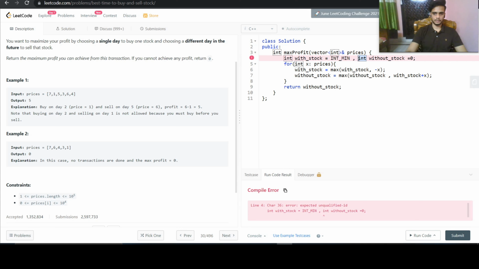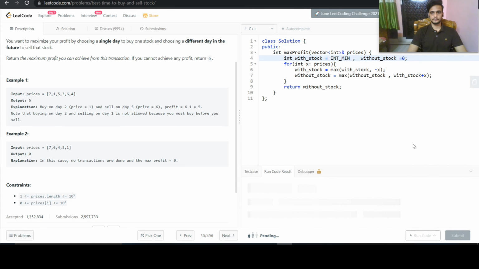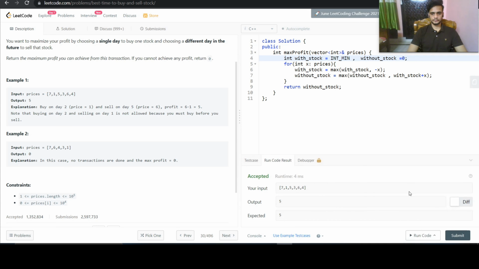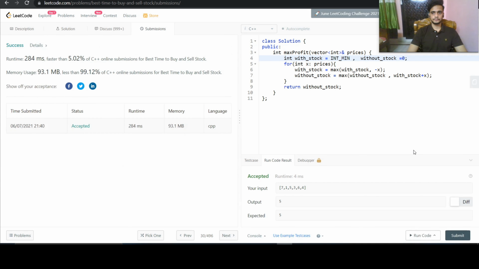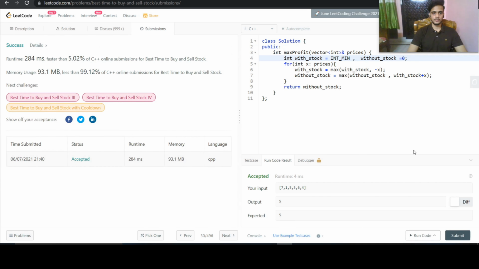Here we don't need to specify int twice. Let us submit also. So our solution has been accepted. I see it has taken too many milliseconds. So we can optimize it a little bit.